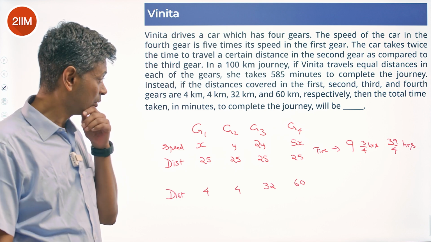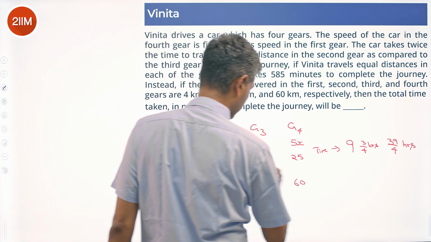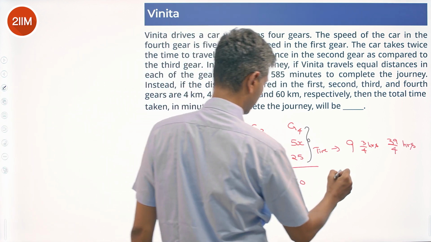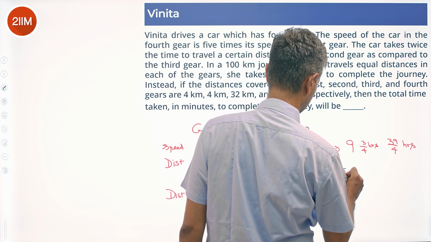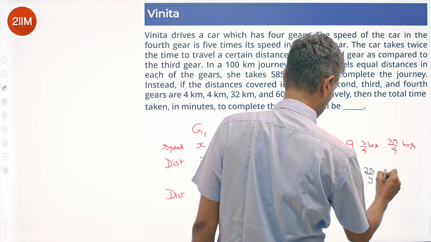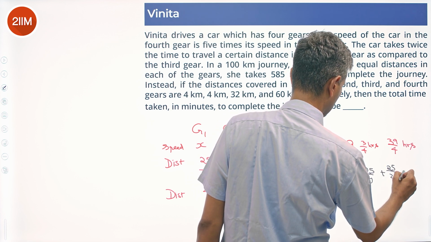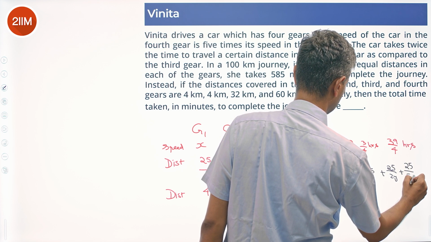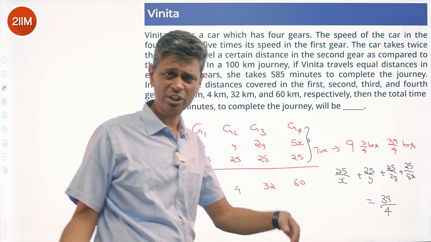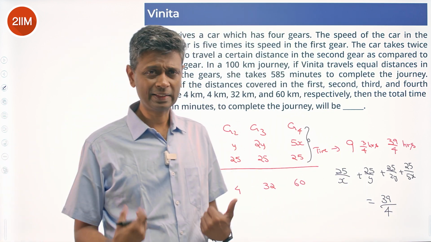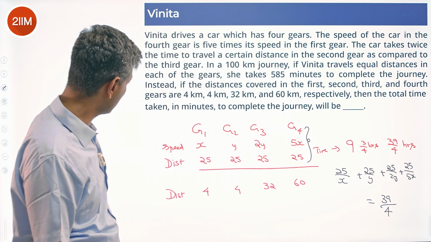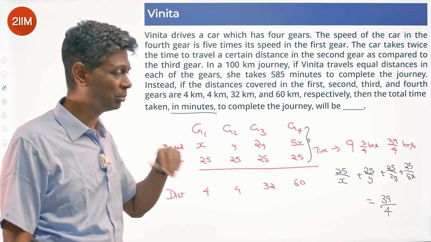It's a little weird, because I know that with the first scenario, we can frame a beautiful equation: 25 by x, distance by speed, plus 25 by y, plus 25 by 2y, plus 25 by 5x is equal to either 39 by 4 or 585, whichever one works for us. If it is kilometers, I like kilometers per hour and hours, but you can keep it in minutes. The question says time in minutes for this one, so maybe we can keep it in minutes.